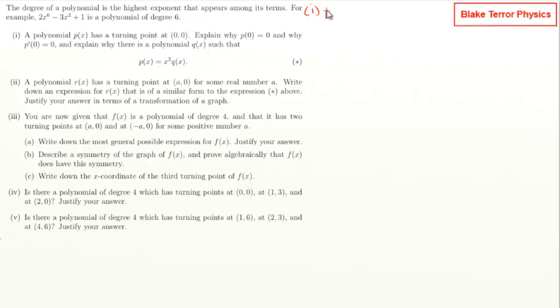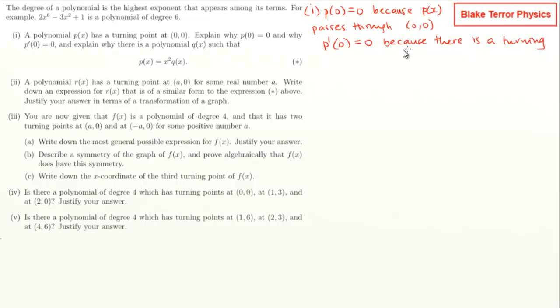So we've got p(0) equals 0 because p(x) passes through (0, 0). And then we've got the first derivative at x is 0 is equal to 0 because there is a turning point at (0, 0). So that's good so far.